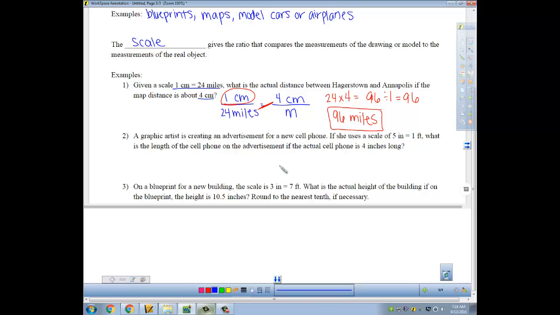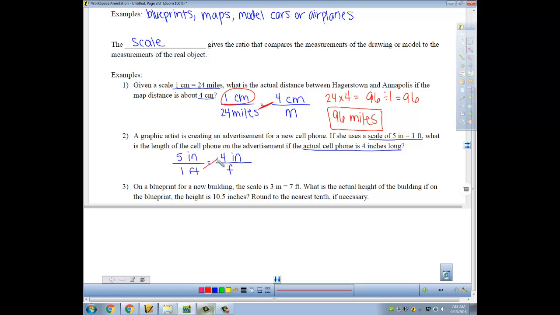Number 2, a graphic artist is creating an advertisement for a new cell phone. If she uses a scale of 5 inches equals 1 foot, what is the length of the cell phone on the advertisement if the actual cell phone is 4 inches long? So again, your scale is going to be your first fraction, so 5 inches over 1 foot. Then the only other number I know is 4 inches. Since I had inches on top here, I'm going to keep inches on top over here. So I don't know how many feet the length of the ad is going to be.